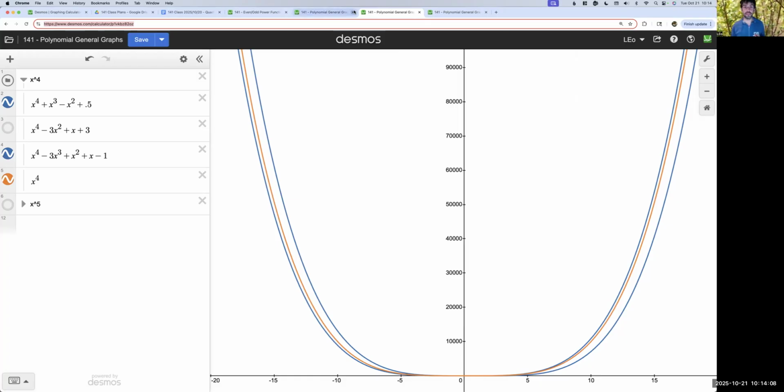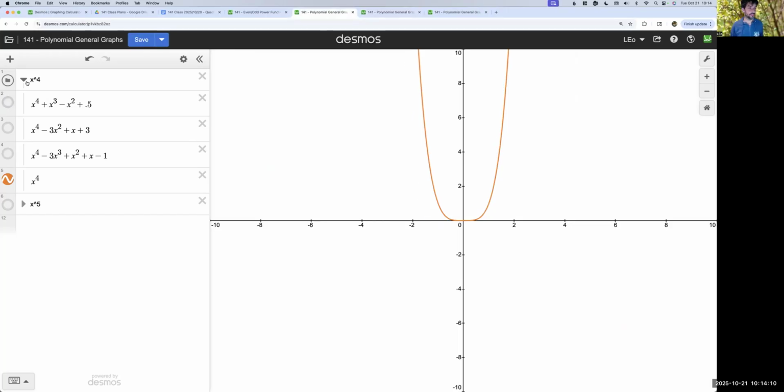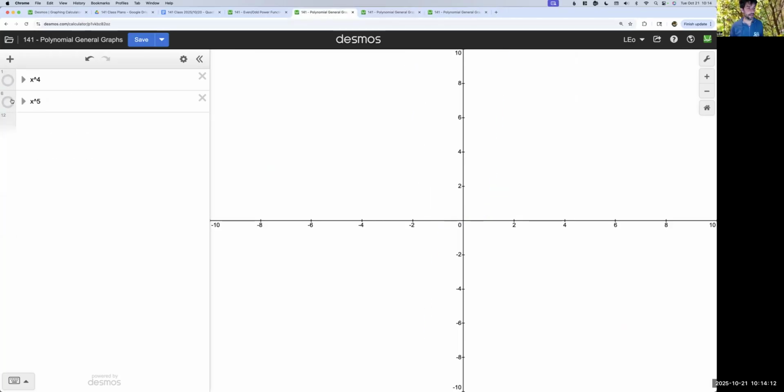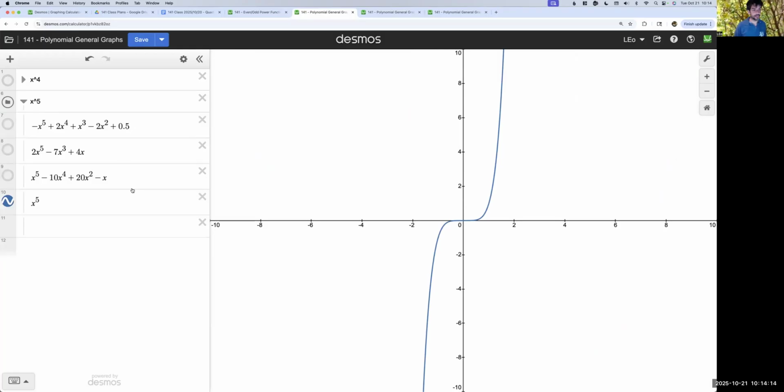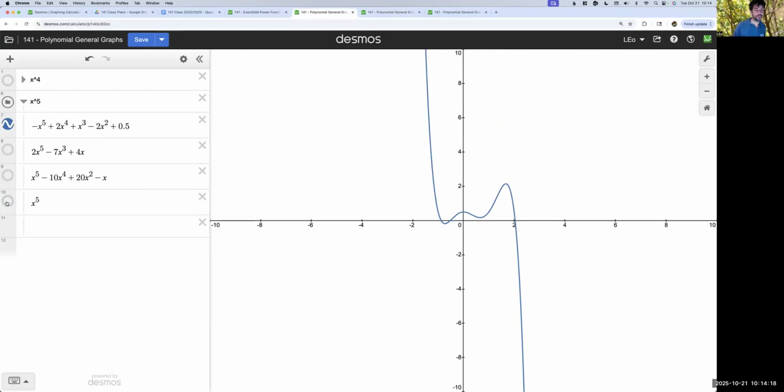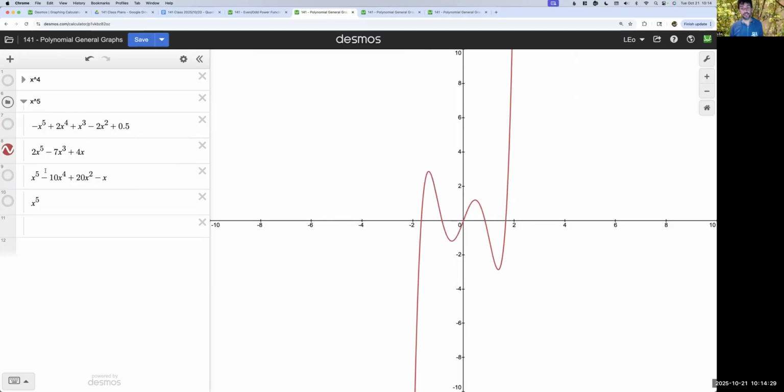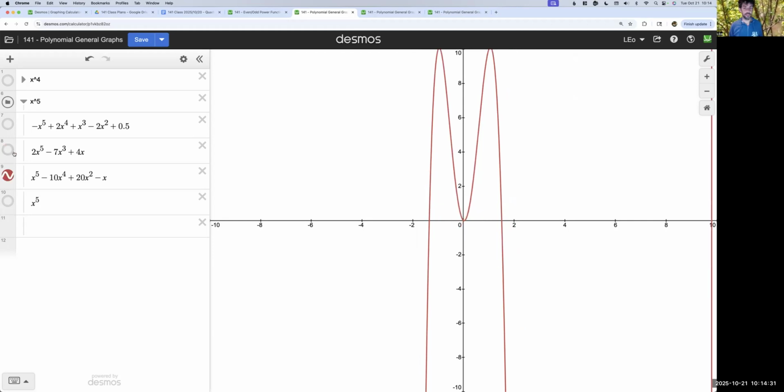Let's do the same thing with our degree 5, looking at an odd power function. So there's x to the 5th. If I throw some other coefficients on there, here's -x to the 5th plus 2x to the 4th plus x cubed minus 2x squared plus 0.5. Notice all the twists and turns there. Here's another one. Here's another one. All right, a whole bunch of stuff going on.